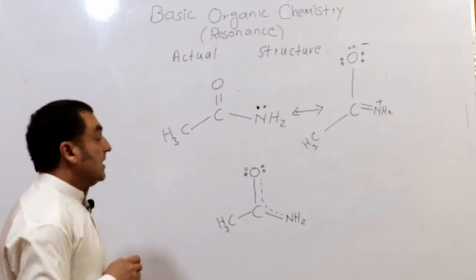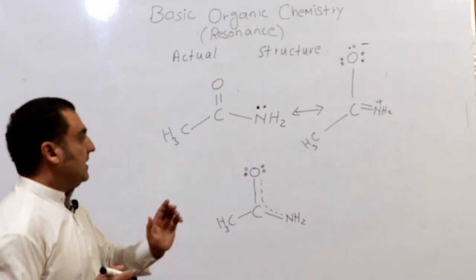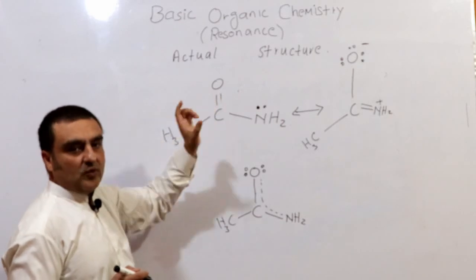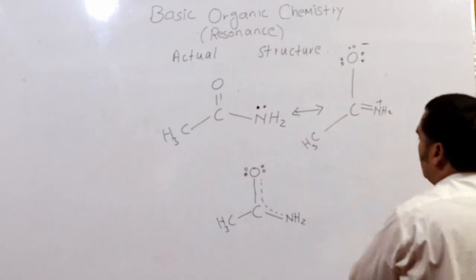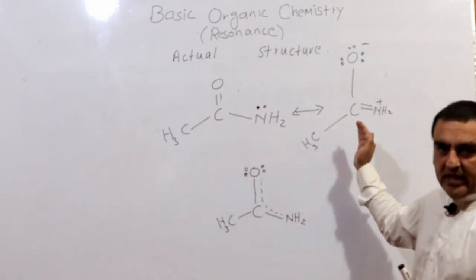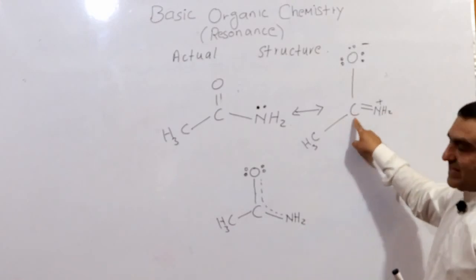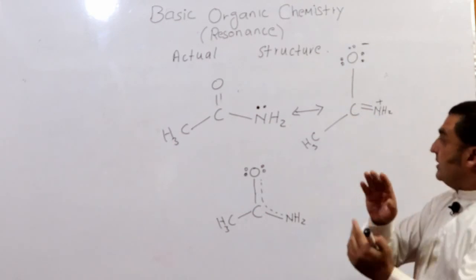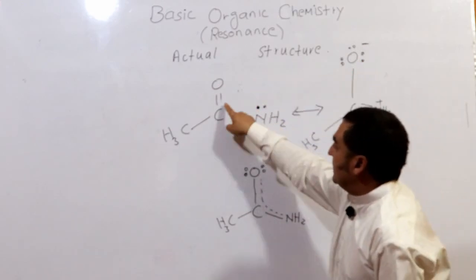As you see in those two structures, there is another thing. In this structure this is a single bond and this is a double bond. In this other structure the single bond and double bond are swapped. This doesn't occur in reality, but it will tell us about the actual structure. This structure tells us that this is a double bond, so it is shorter, and this is now a single bond, so it is longer. This single bond is longer than this double bond.